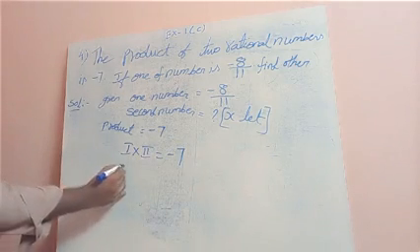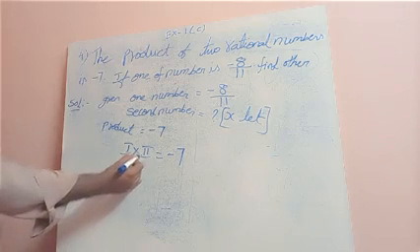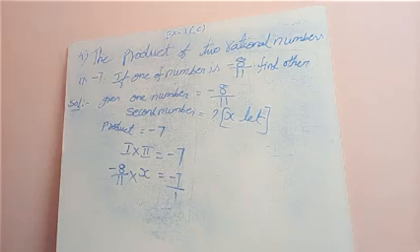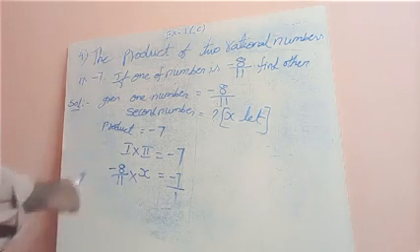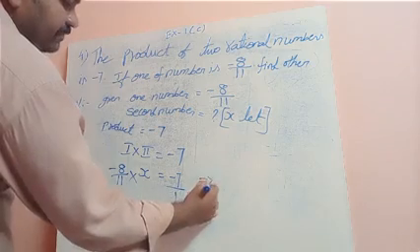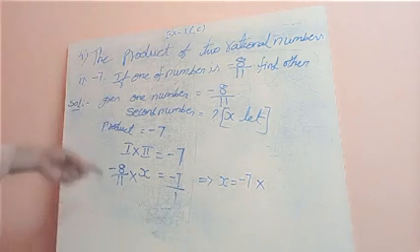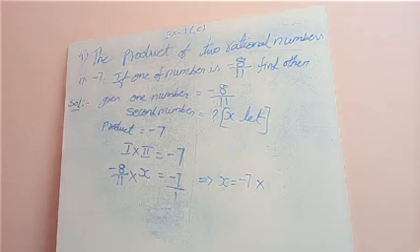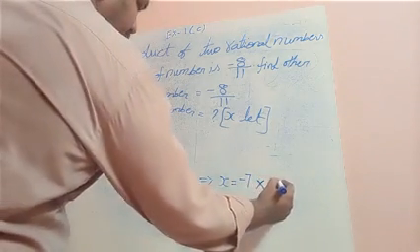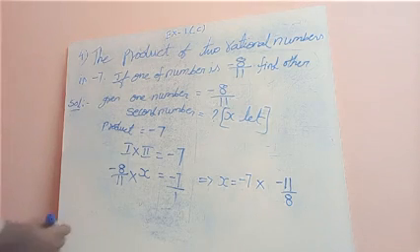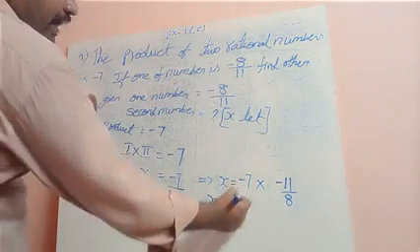The first number is minus 8 by 11, into the second number, which is not given. We are taking it as x, equal to minus 7 by 1. Taking it as by 1 because of the fraction form. Now we want to find only the value of x. This 8 by 11 we don't want. So x is equal to minus 7 into the reciprocal. The reciprocal of 8 by 11 is 11 by 8 with the sign, minus 11 by 8. Do the cancellation.